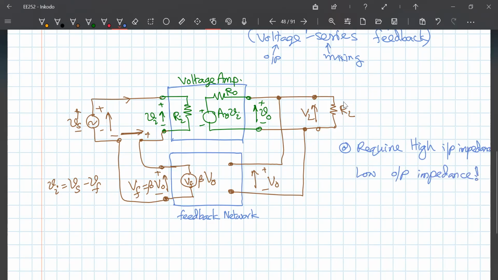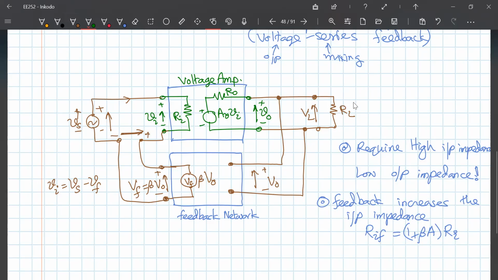What do we actually achieve? In fact, using this feedback topology, feedback increases the input impedance. Actually, Ri with feedback is equal to 1 plus beta A times Ri. We can show this, right? In other words, because we have this additional thing, V in is reduced, so therefore the current has to reduce, right? Because you have a lower thing. So this total Vs is connecting to a kind of larger input.